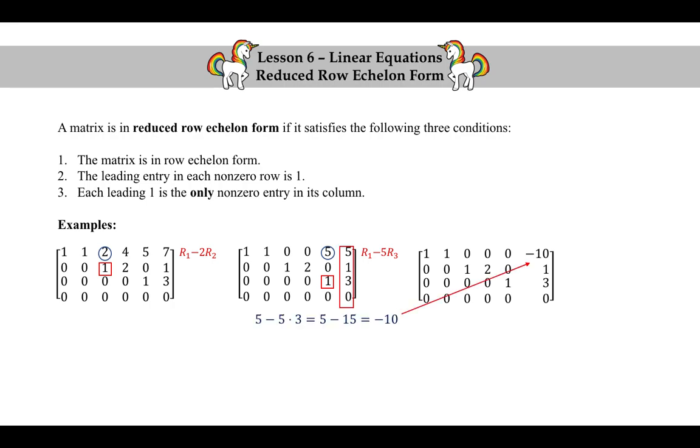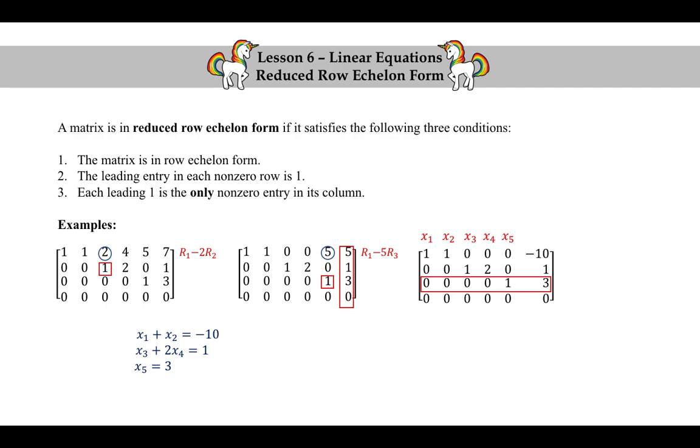And let's just do that last column in detail. That's the only one that involves any kind of computation. We have 5 minus 5 times 3 is 5 minus 15, which is negative 10. Let's write out the corresponding system of equations. Notice that each column corresponds to a variable. Let's call them x1 through x5, so that the first row becomes x1 plus x2 equals negative 10. The second row becomes x3 plus 2x4 equals 1, and the third row becomes x5 equals 3.